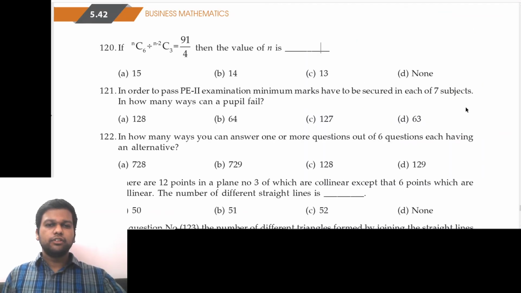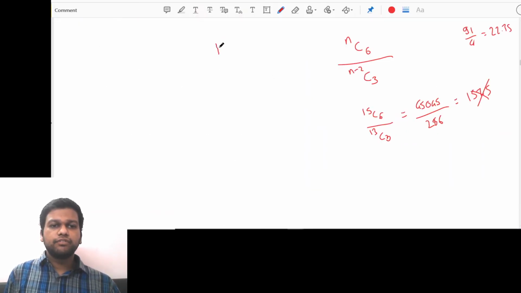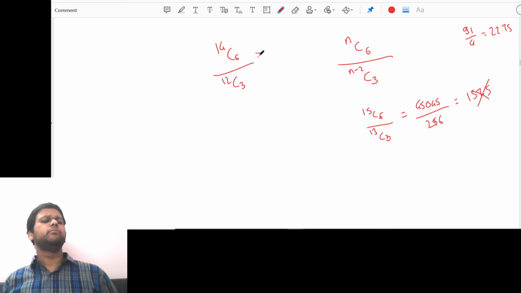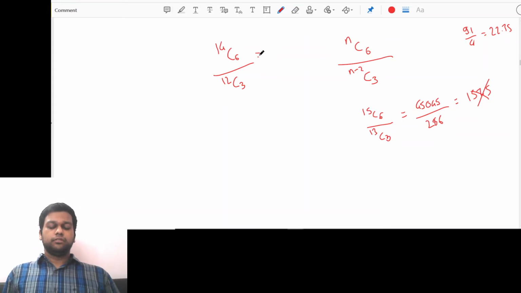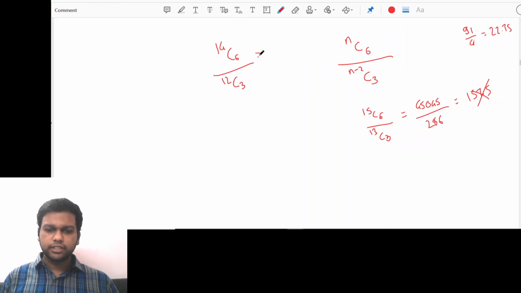Next is 14. So that will give us 14C6 upon (14 minus 2), 12C3. Let's check. 14 minus 6 is 8. Just a second. 15, 13, 12, 11, 10 divided by 720. This was 5005. I think I multiplied 9 extra. This was 5005. But still this is not correct, because 5005 divided by 286 is still 17.5. So this is still not correct.